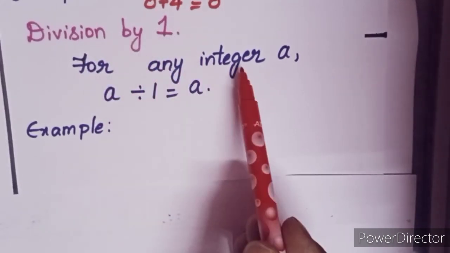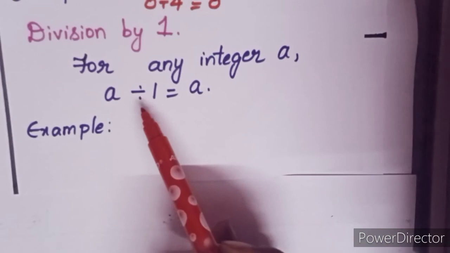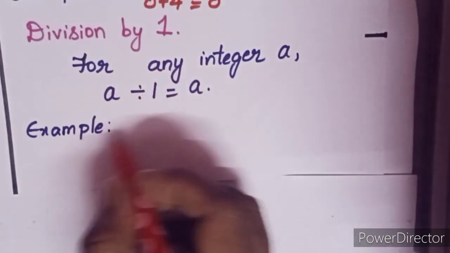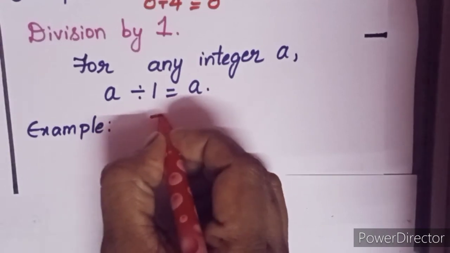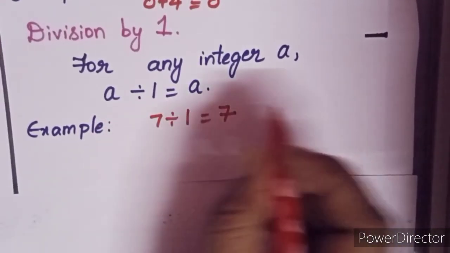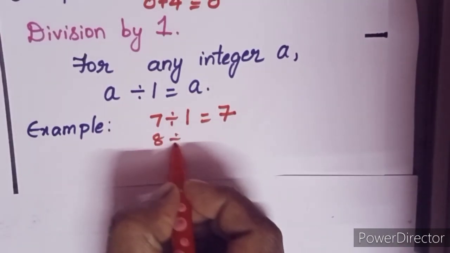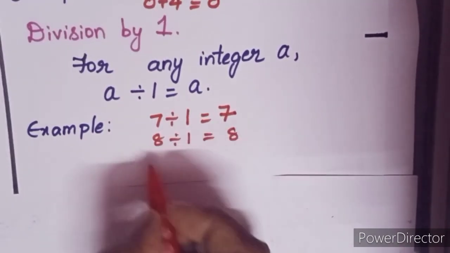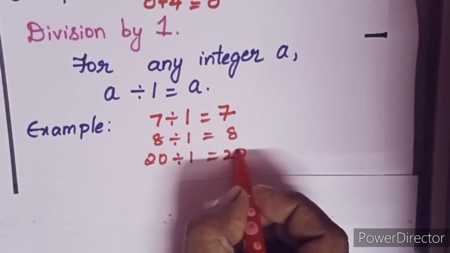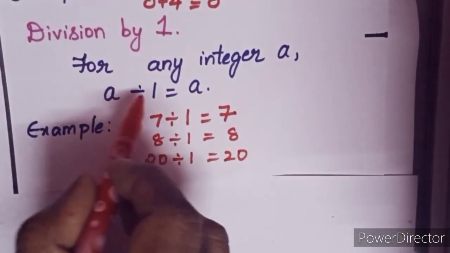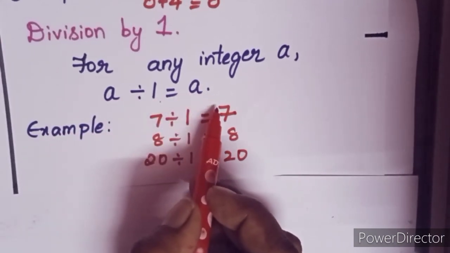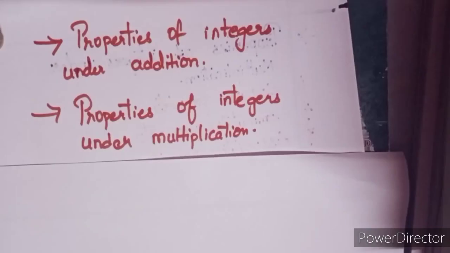Next, children, division by 1. For any integer a, a divided by 1 equals a. For example, children, 7 divided by 1 equals 7. 8 divided by 1 equals 8. 20 divided by 1 equals 20. So any number divided by 1, we get the same number, children. Understood, children?